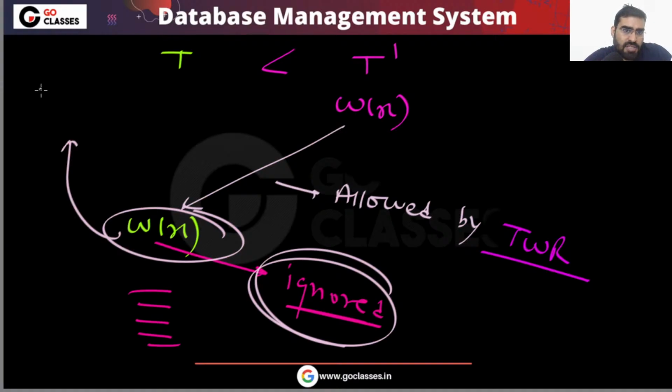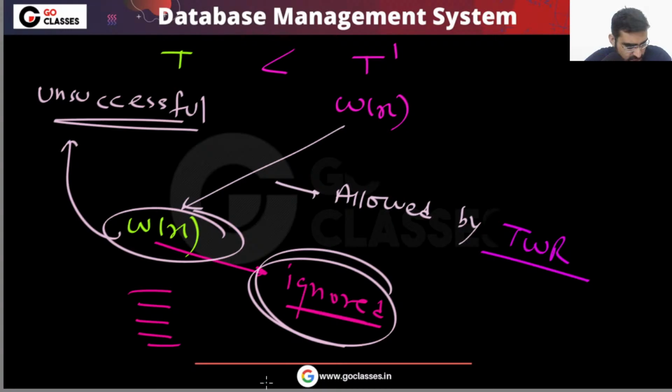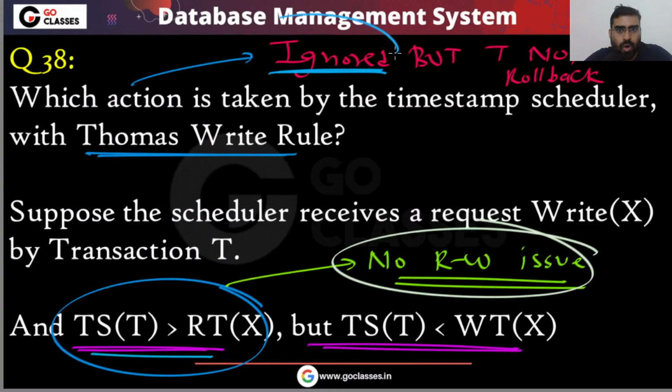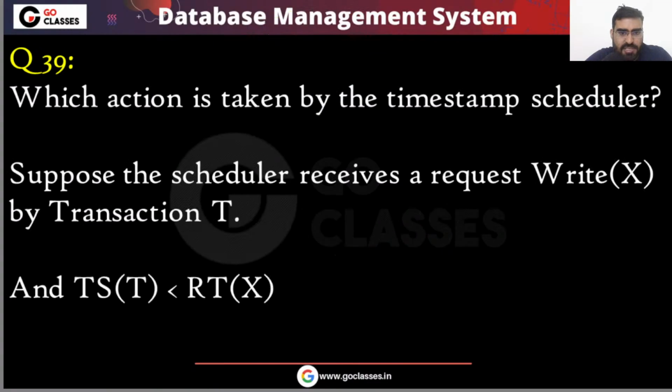I can say this operation is unsuccessful. This is still an unsuccessful operation. Okay, this will be ignored, but the transaction will not roll back. So the operation will be ignored. Is this clear? Operation ignored, but the transaction is not rolled back. We will not roll back the transaction.